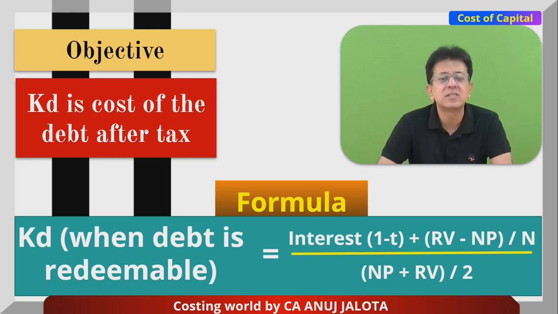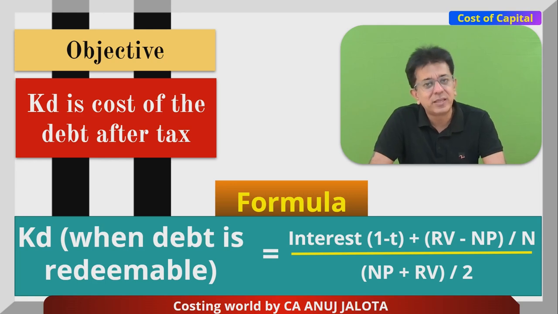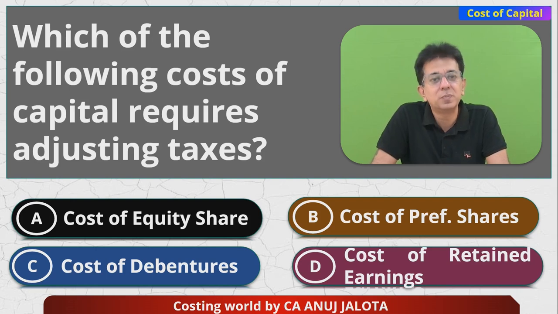You can solve the same thing by using the YTM method, yield to maturity method. I cannot be explaining that thing in the MCQs, but we all have done that particular thing in the class. So out of all the things, only debentures will require adjustment of taxes. All others in any case are always after tax. So the answer should be C over here.